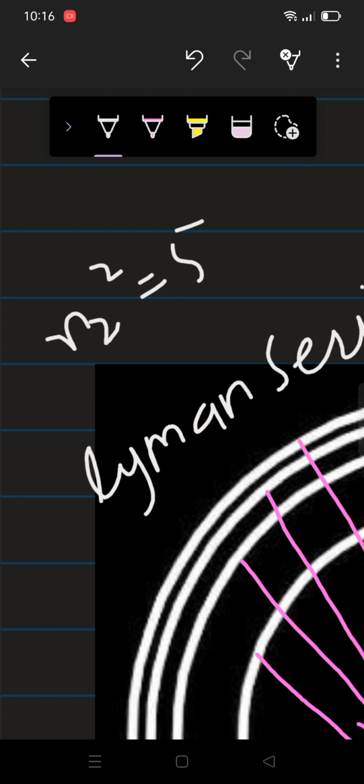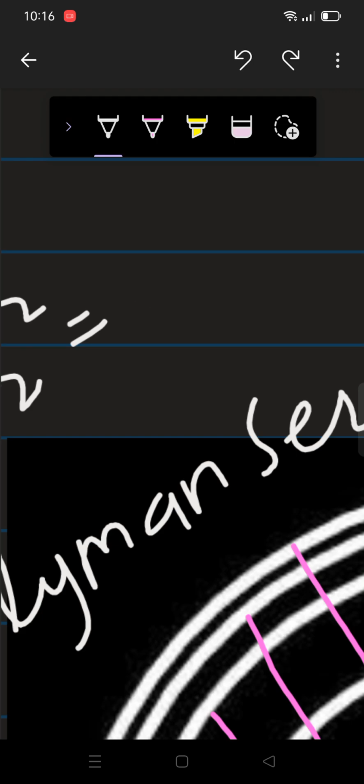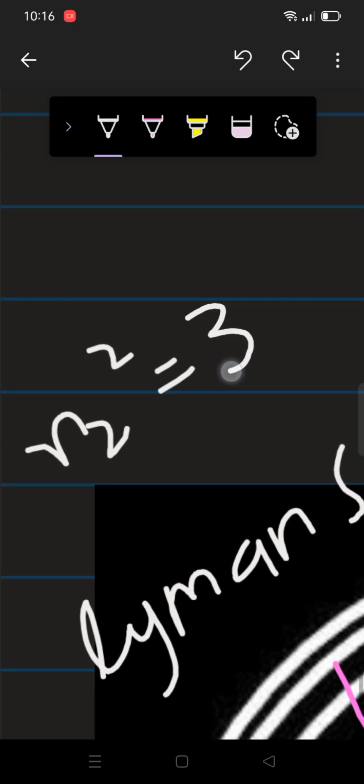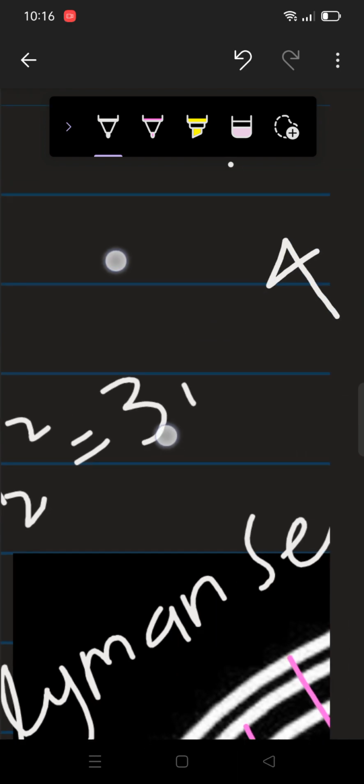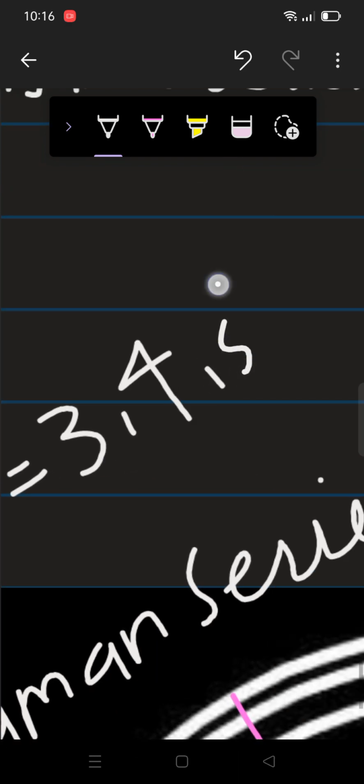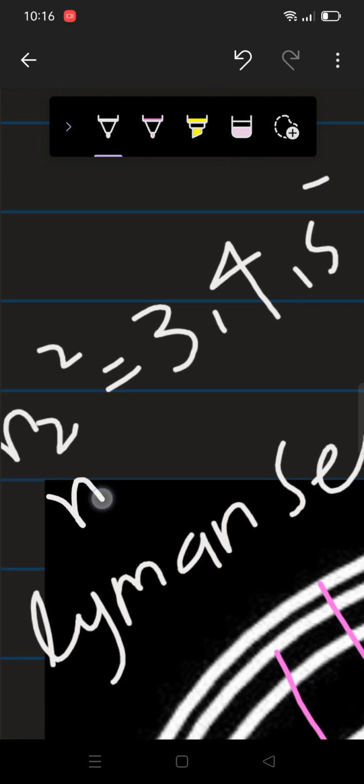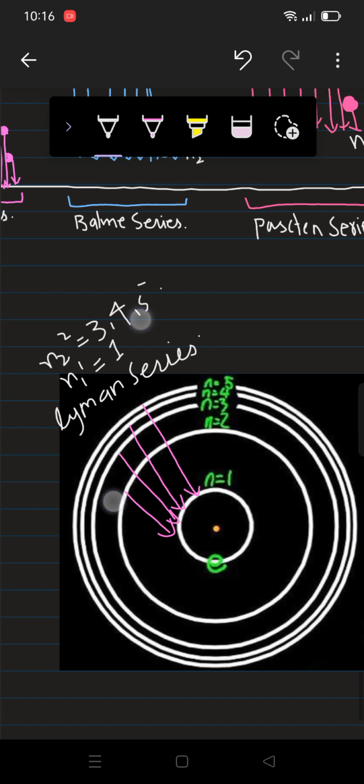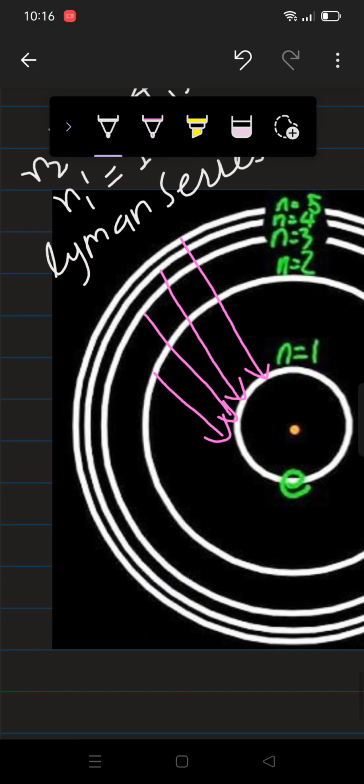Let me write with the series. Here n2 means where the electron is coming from. It can come from 3, 4, or from 5 as well, but n1 would always be 1, because the electron is falling on n1. Now this was the Lyman series.